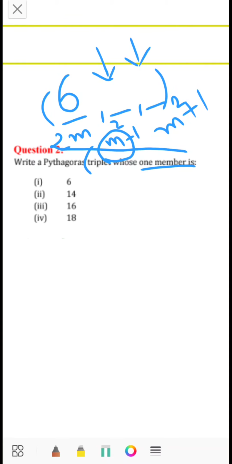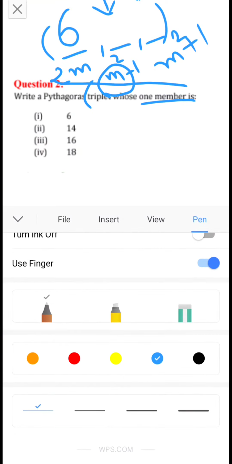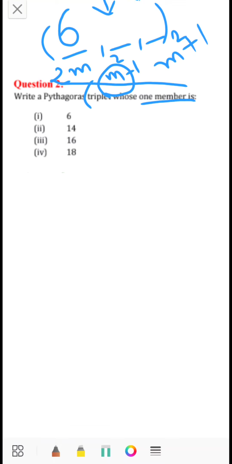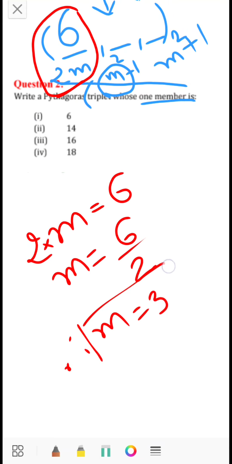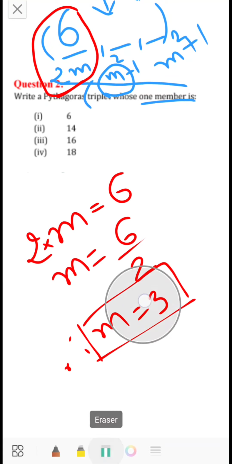So your concern is to get the value of m. How will we get the value of m? We will get it from the first member by comparing the first member. Means 2m is equal to 6. This first member is given to you, you can compare it with this. Hence 2 and m are in multiplication. If you transpose, then it will be in division. So the value of m will be 3. This is how you will get the value of m.